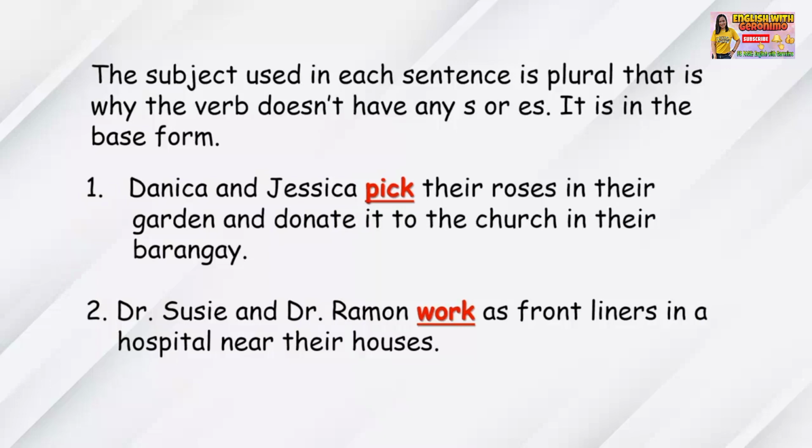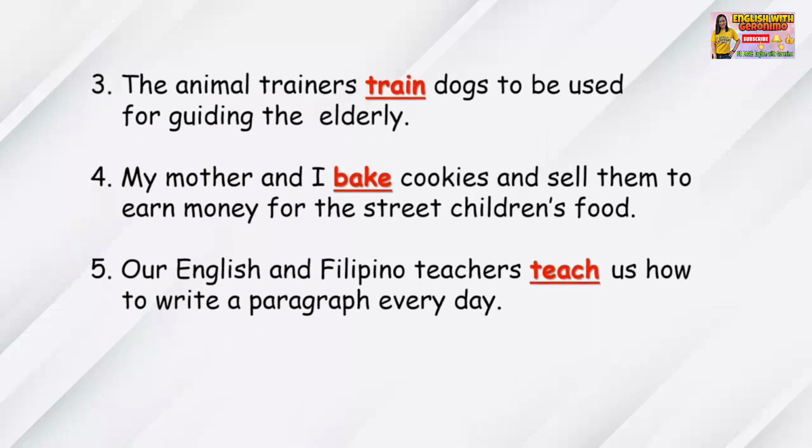The simple present tense of verb is work. There is no S or ES at the end because the subject is plural or more than one, Dr. Susie and Dr. Ramon. Number 3. The animal trainers train dogs to be used for guiding the elderly.